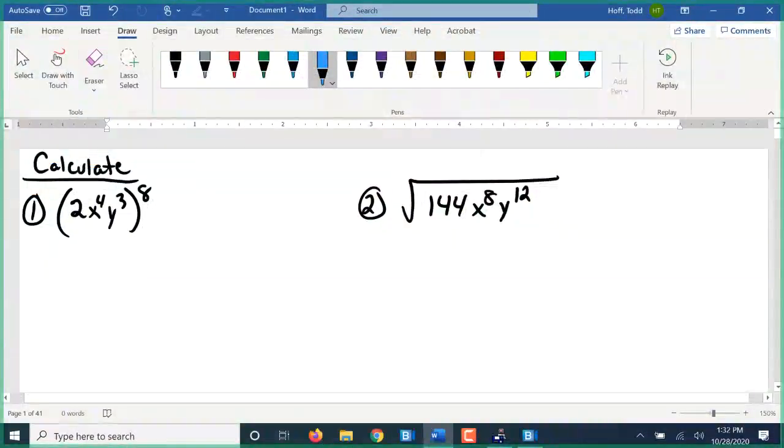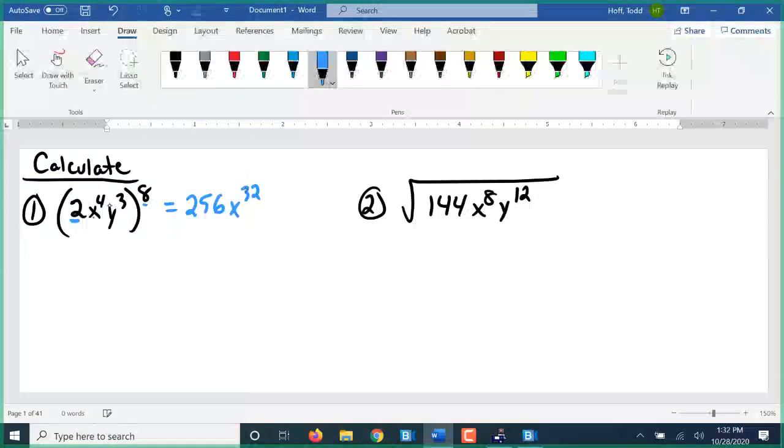So for the first one, a power of our algebraic numbers, remember we take the power of the count. 2 to the 8th power is 8 2's multiplied together, which is 256. And then for the powers, x to the 4th to the 8th power, we multiply the powers. 4 times 8 is 32, so that's x to the 32. Y to the 3rd to the 8th power, well, 3 times 8 is 24, so that's y to the 24th. So we get 256, x to the 32, y to the 24.